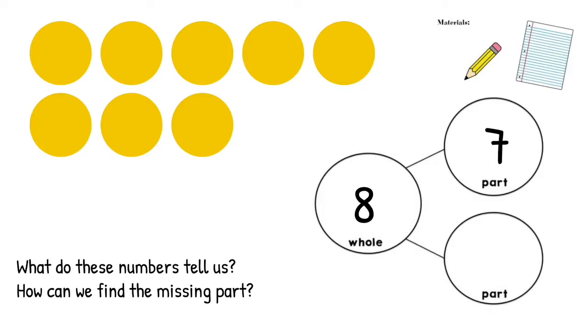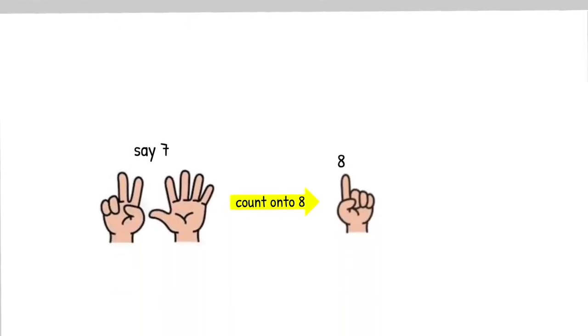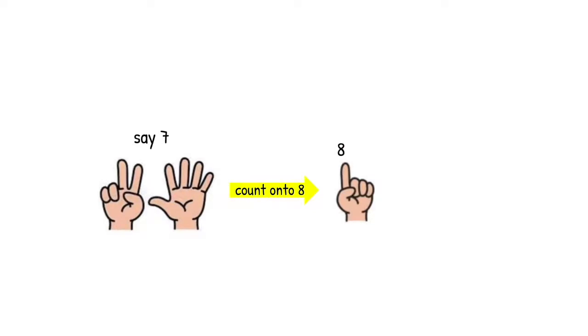What do these numbers tell us? If we know that one of the parts is 7 and the whole amount is 8, then we have enough information to find that missing part. Okay, say 7 and see how much do you have to count on to get to 8? One more, because one more than 7 is 8. We talked about that because we know that any number plus 1 will be 1 more than itself.